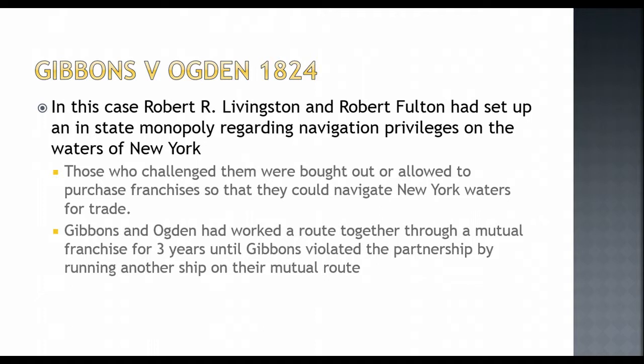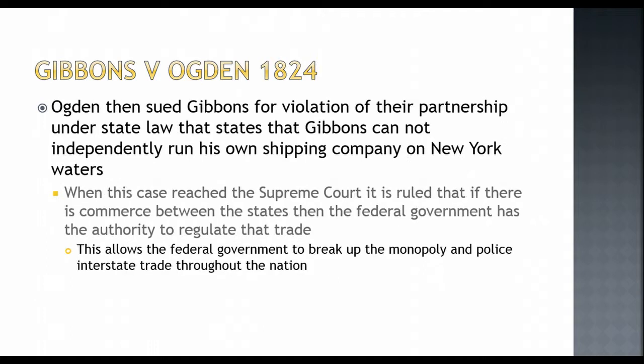So when that happened, they decided that they were going to sue each other to try and determine whether or not they had the rights to be able to do these things. Ogden then sued Gibbons for violation of their partnership under state law that states that Gibbons cannot independently run his own shipping company on New York waters. When this case reached the Supreme Court, it was ruled that if there is commerce between the states, which is what was going on, then the federal government had the authority to regulate that trade.